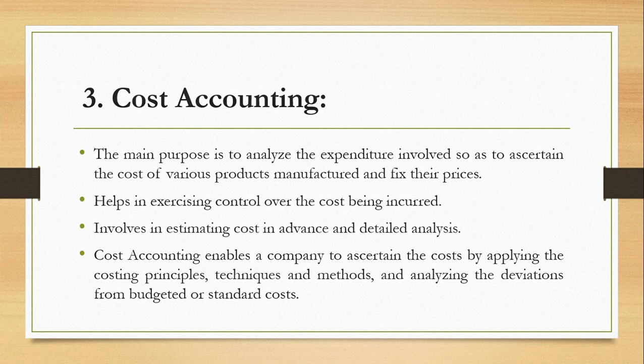Third branch is cost accounting. The main purpose of cost accounting is to analyze the expenditures involved so as to ascertain the cost of various products manufactured and fix their prices. Cost accounting helps in exercising control over the cost being incurred, and involves estimating cost in advance and detailed analysis. Cost accounting also enables a company to ascertain the cost by applying costing principles, techniques and methods, and analyzing the deviations from budgeted and standard costs.